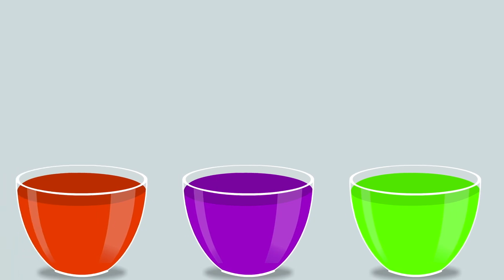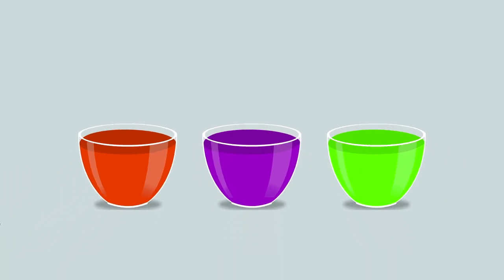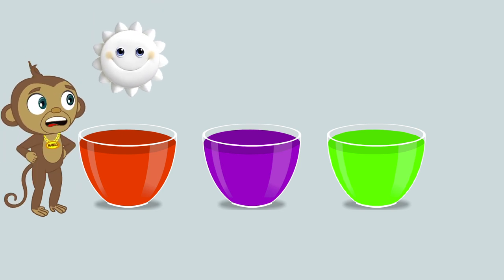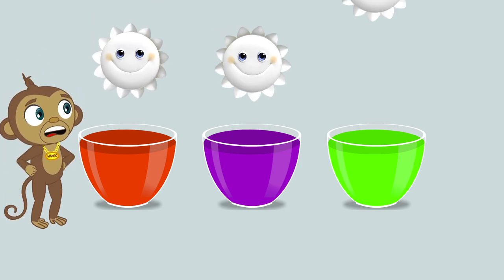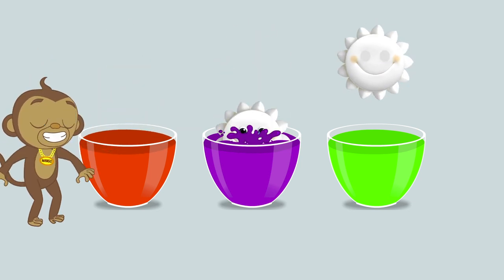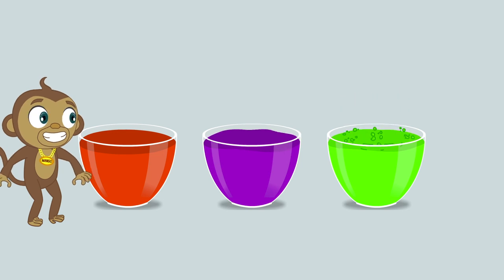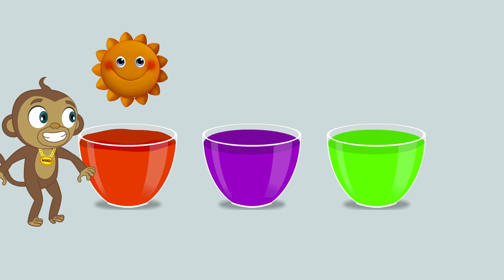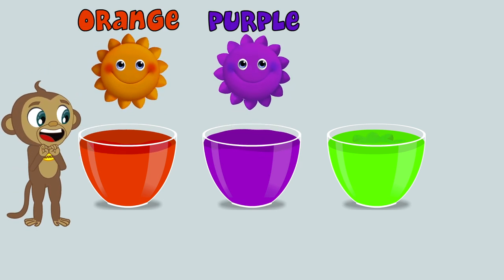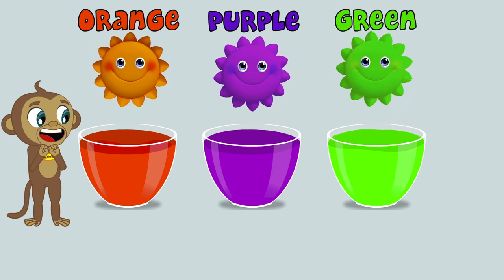I know, let's have another go with different colours. What colours do we have here? Hey, it's Mango. Here are the suns. Dip, dip, dip. So much fun. Right, they're going to come out painted. Orange, purple, and green. Lovely!